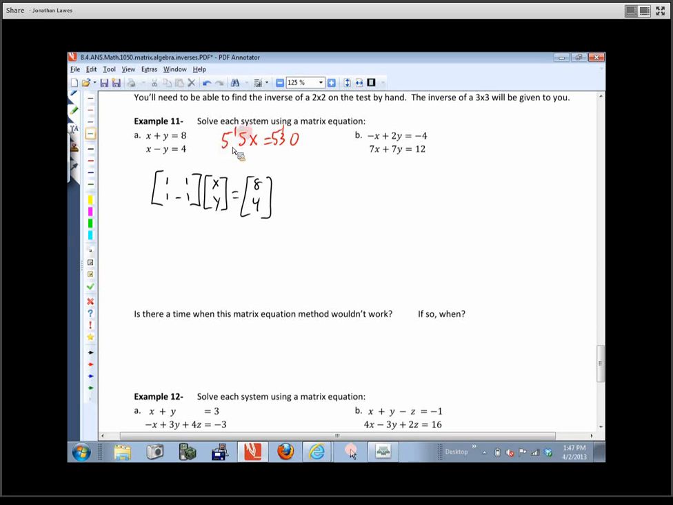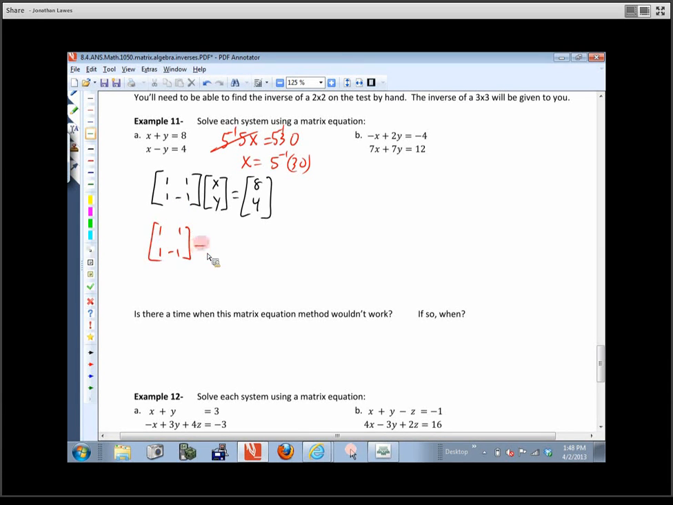The inverse of 5 times 5 would be 1, so I get an x over here, and then I have 5 inverse times 30. Now that's a really silly way to do that problem, but it's a nice way to do this problem right here. So here's what we're going to do. I'm going to find out what the inverse of this is. So let's find out what the inverse is of [1, 1; 1, -1].